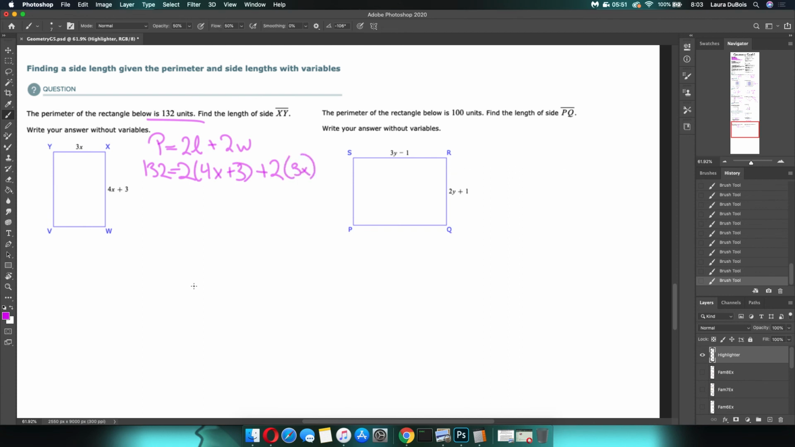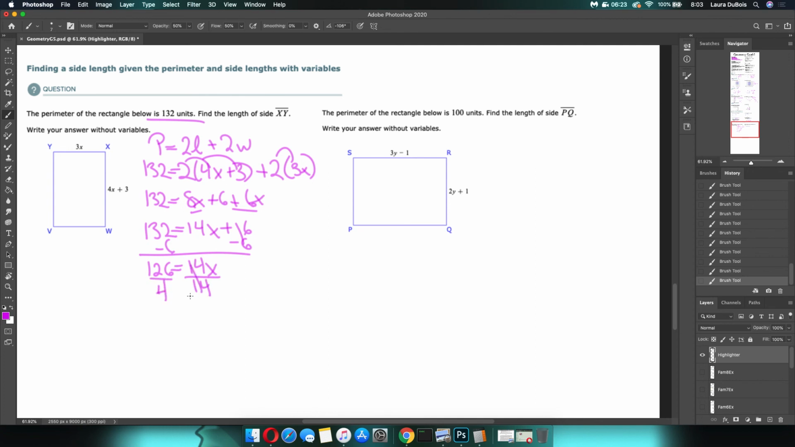Well, gee, this only has one variable. That means we can solve it all the way back in Algebra 1, Chapter 1. So 132 equals distribute. That's going to be 8x plus 6 plus 6x, like terms. So 132 equals 14x plus 6. Oh, look, a two-step. Minus 6, minus 6. So 126 equals 14x, divided by 14, divided by 14.